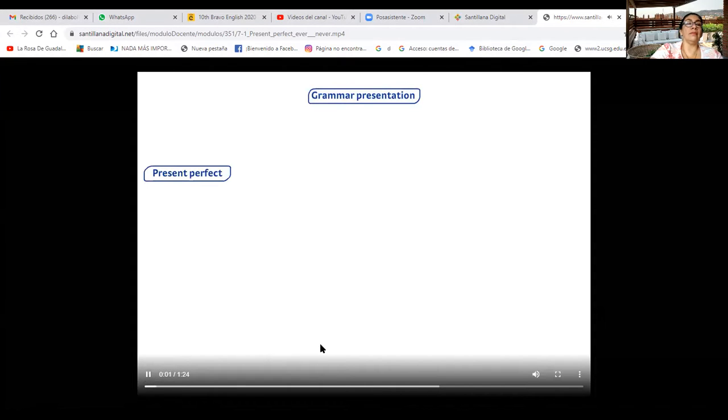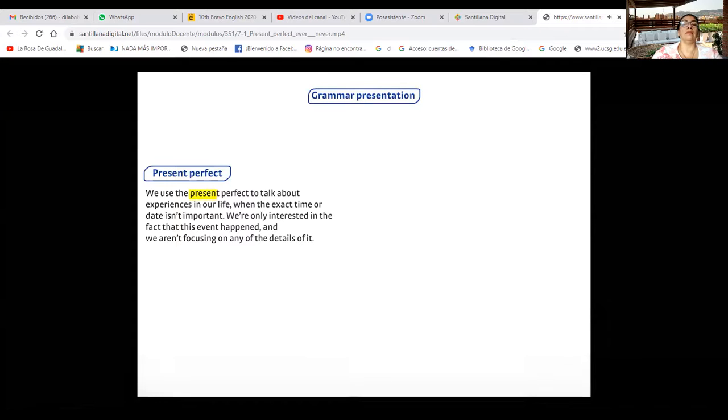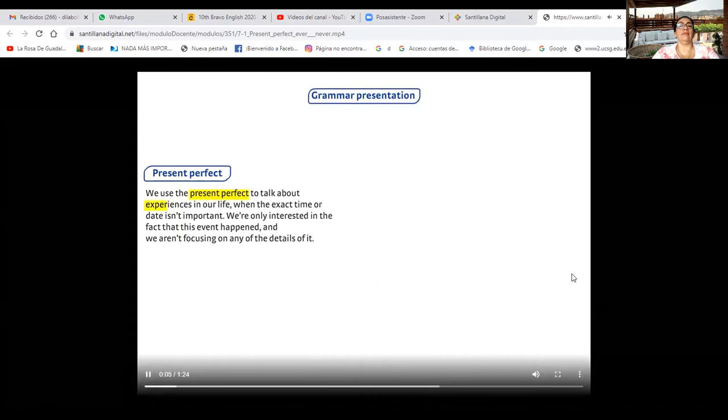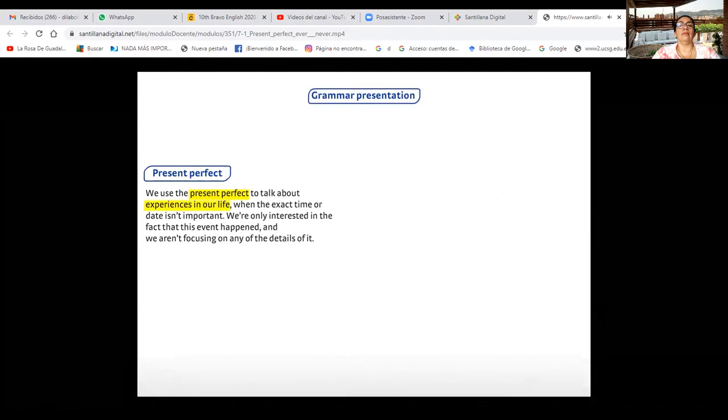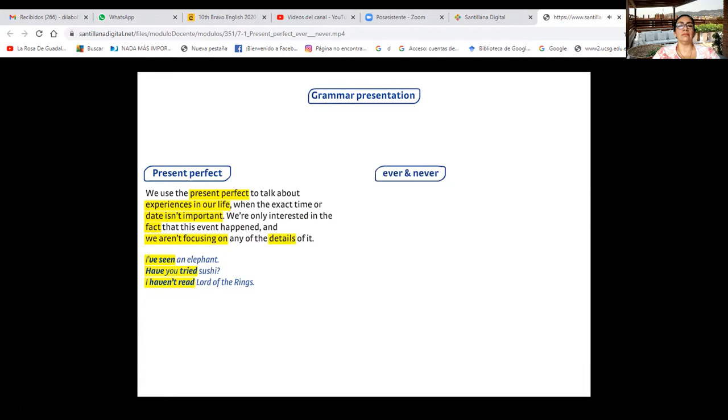Present perfect. We use the present perfect to talk about experiences in our life when the exact time or date isn't important. We're only interested in the fact that this event happened and we aren't focusing on any of the details of it. I've seen an elephant. Have you tried sushi? I haven't read Lord of the Rings.